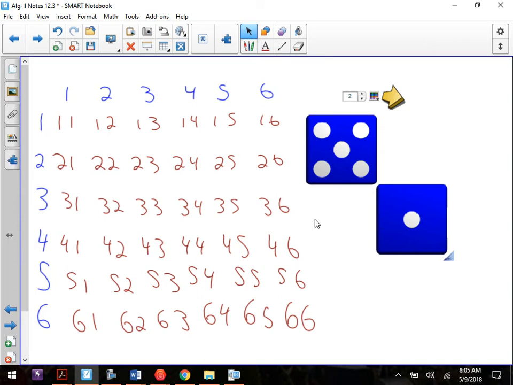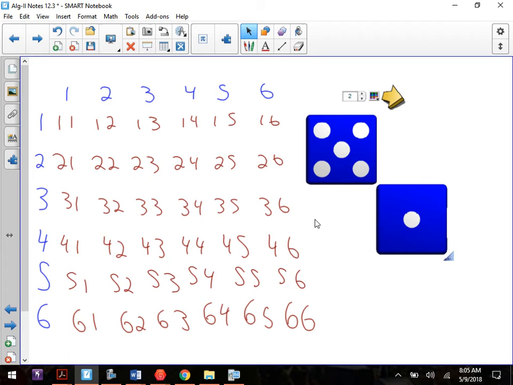Now, what I was doing here was writing out all possible combinations when you roll 2 dice. You can get a 1 and a 1, a 1 and a 2, a 1 and a 3, a 1 and a 4, and so on. Now, how many total possible outcomes are there? There's 36 of them, okay? There's 36 total possible outcomes.